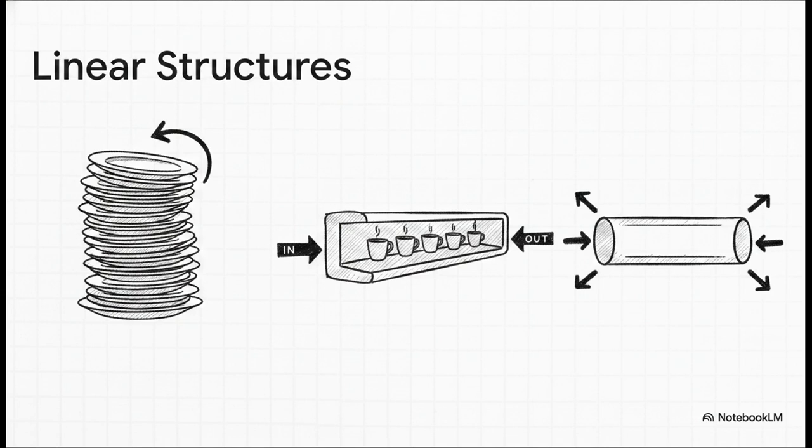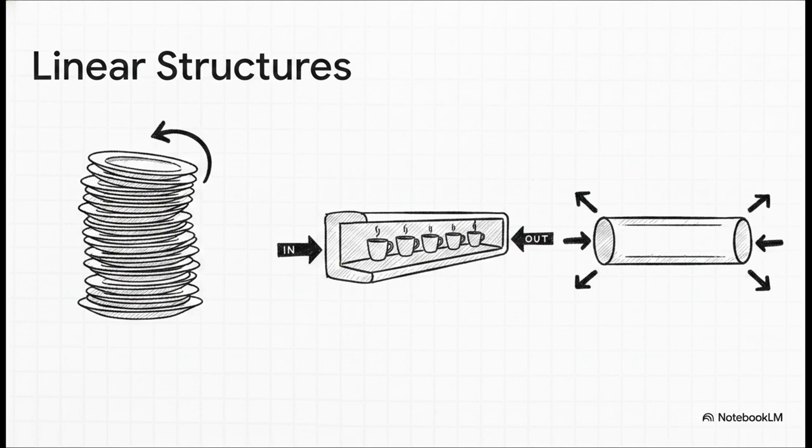A stack is last in, first out. Just like stacking plates in a cafeteria, you only touch the top plate. This is exactly what powers your Control+Z undo feature or your browser's back button. Then there's the queue, which is first in, first out, like waiting in line at a coffee shop or sending jobs to a shared office printer.